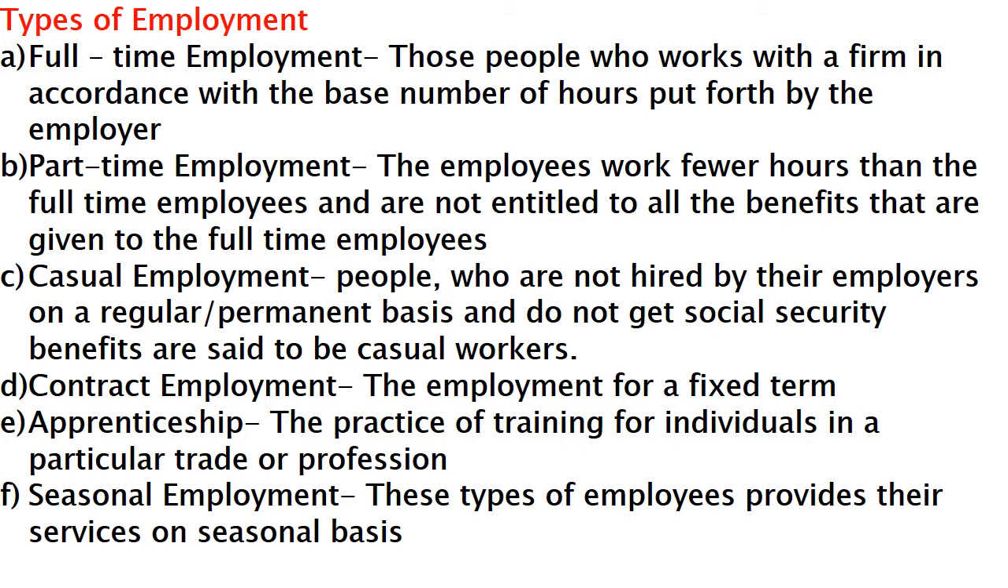Then casual employment means you are not hired by the employer on a regular or permanent basis, so you will not get the social security benefit. Contract employment means your employment is fixed for a term, that is your contract with a company for 6 months or 1 year, so that is contract employment. Then apprenticeship means a practice of training an individual in a particular trade or profession.